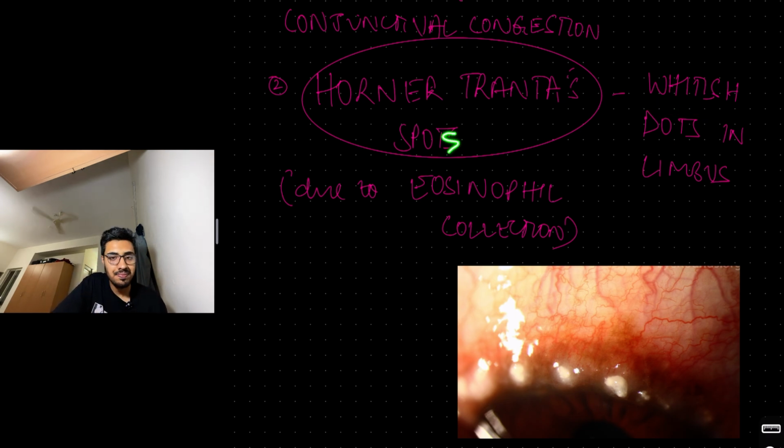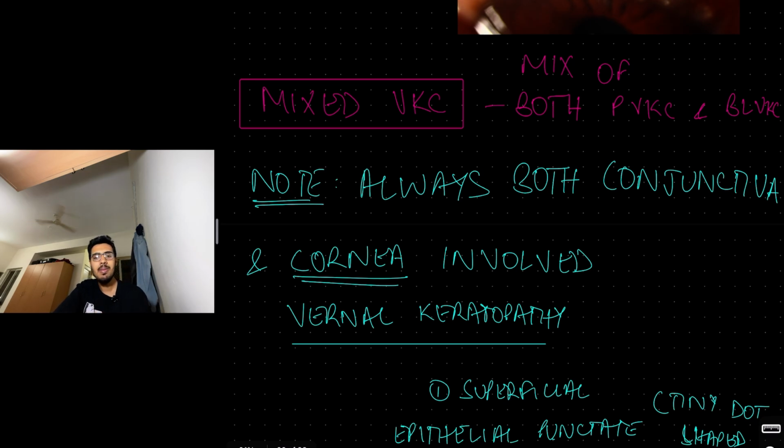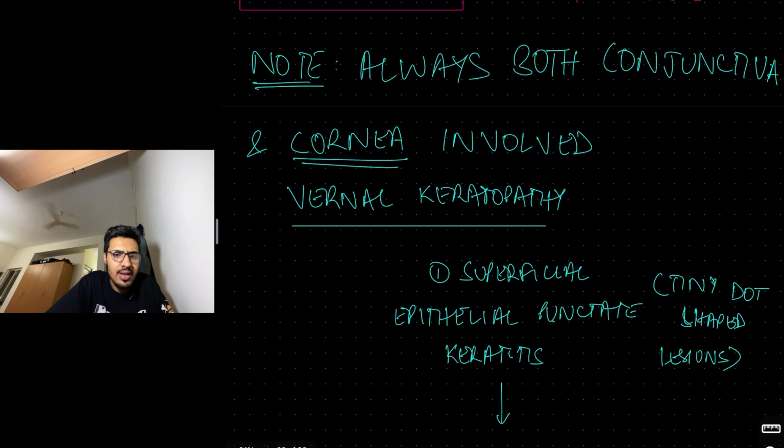Very, very important. Then if you have symptoms of both palpebral VKC as well as bulbar limbal VKC, then it is known as mixed VKC. Okay. And remember something, most cases, whenever there is conjunctiva involvement, there will be corneal involvement as well. That's why we call it VKC, vernal keratoconjunctivitis, because of involvement of both conjunctiva as well as cornea.